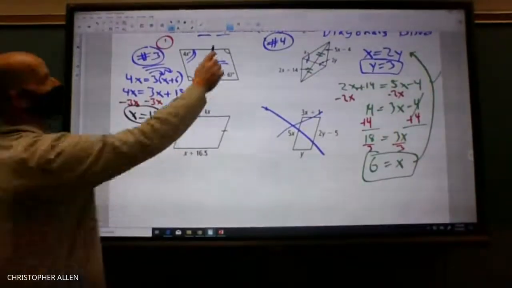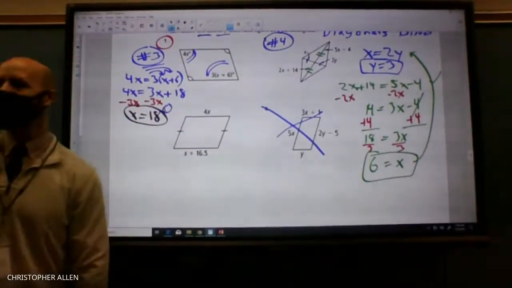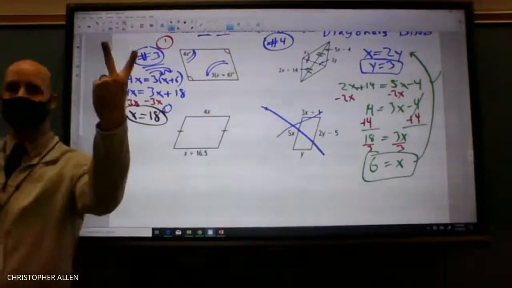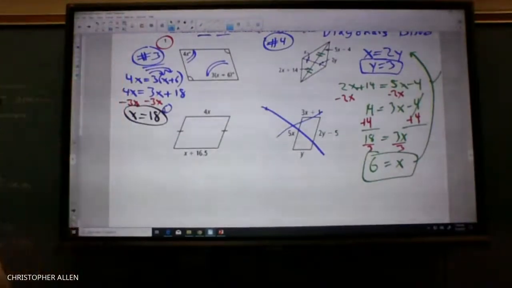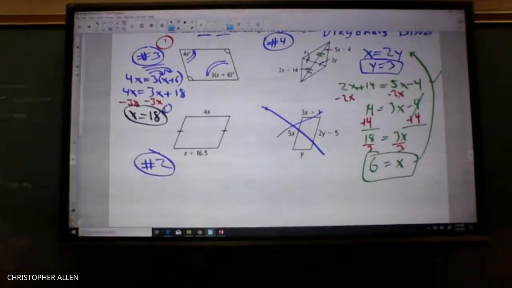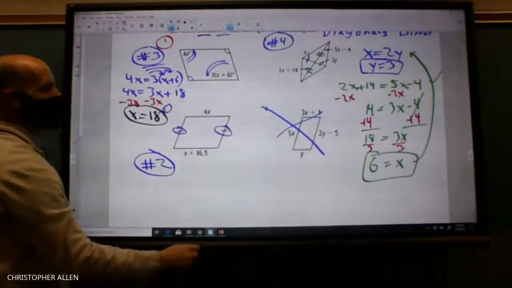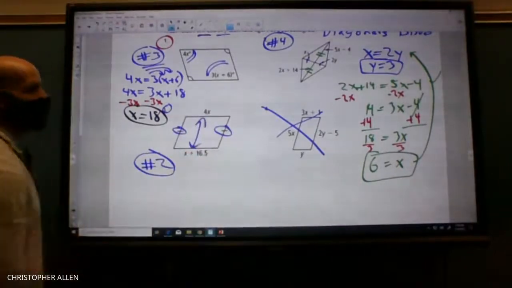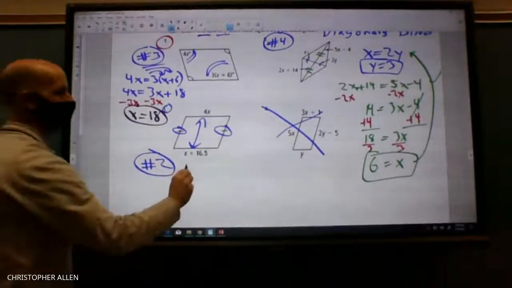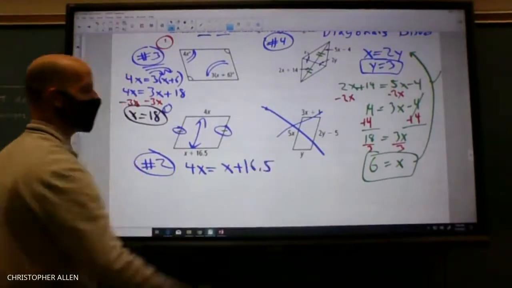Which one is it? I'm going to have to try to remember. I think I remember. Does anybody know which one this one is? Okay, I see a lot of you guys holding your fingers up with the 2, so that's good. So we're going to use property number 2 here, okay? And property number 2 tells us that opposite sides have to be congruent. Well, we already know that those two guys are congruent. We also now know that those two sides are congruent. In other words, 4x has to equal x plus 16.5.